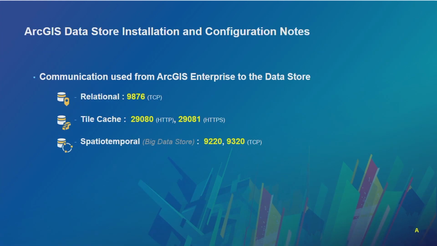Some other key points to look at are the ports that each one of these data stores use. Make sure these ports are open to your ArcGIS Enterprise and each one of these data stores appropriately. The relational uses 9876, the tile cache is 29080 and 29081, and then the spatiotemporal is 9220 and 9320. All of this is documented and posted. So just make sure when you're configuring your systems that you're allowing these ports to be open for communication between the server.